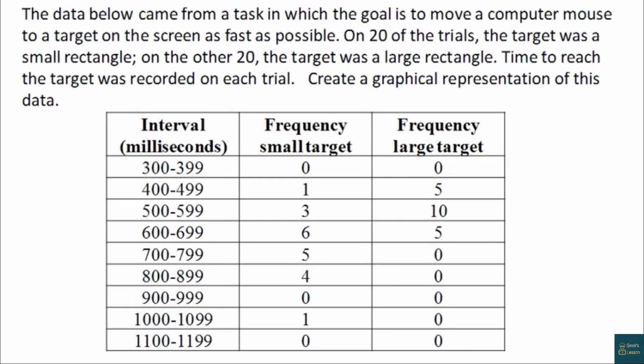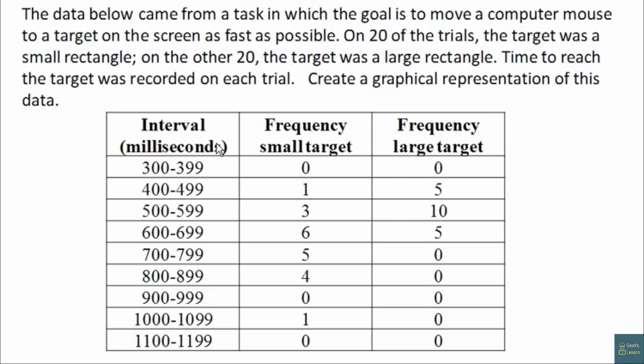So sometimes we need to compare two different groups of data. For example, this data comes from a task in which the goal is to move a computer mouse to a target on the screen as fast as possible. So you have to move the mouse and click on a target. And it was done twice with a small rectangle and a large rectangle, so for two different targets. And we've collected frequency data and we've created class intervals, each of width 100 milliseconds. And so this is our data.